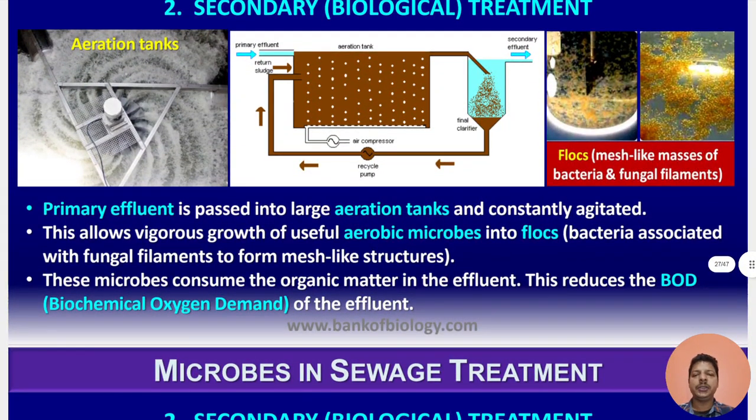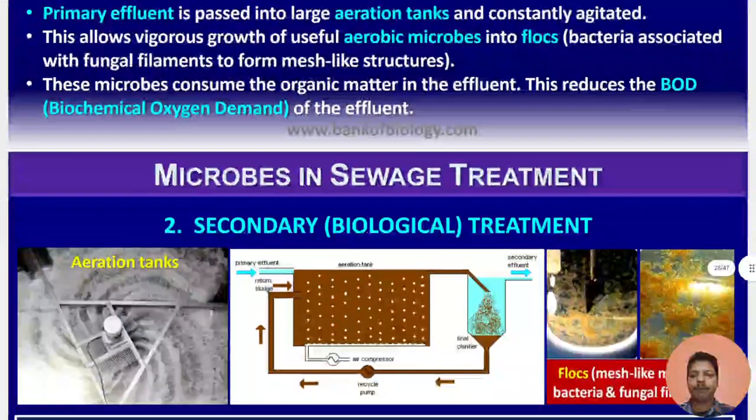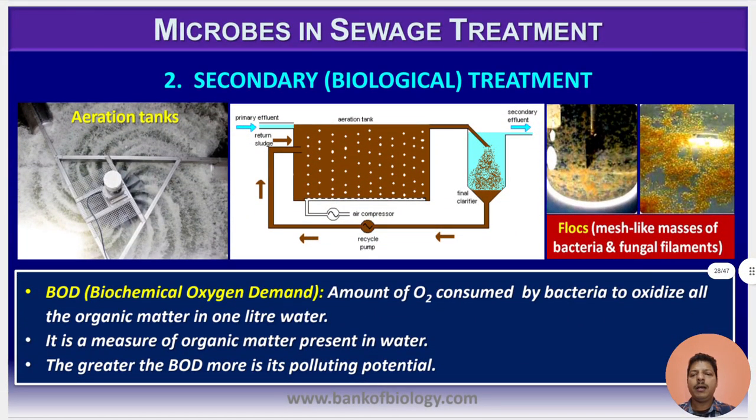These microbes consume the organic matter in the effluent. This reduces the BOD, that is biochemical oxygen demand, of the effluent. BOD means the amount of oxygen consumed by bacteria to oxidize all the organic matter in 1 liter of water. It is a measure of organic matter present in the water. The greater the BOD, the more is its polluting potential.